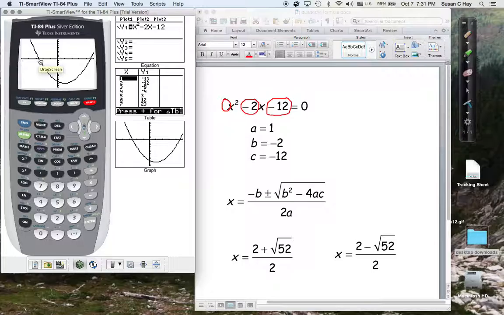But the important thing is that you should be able to estimate your solutions using your graphing calculator, because when you use the quadratic formula, it's so easy to make a mistake. And make sure you evaluate the radicals.